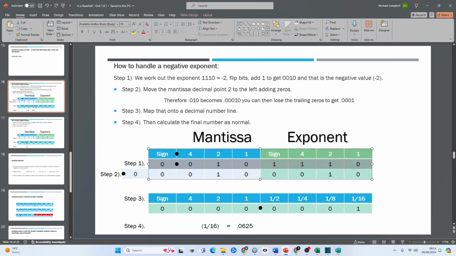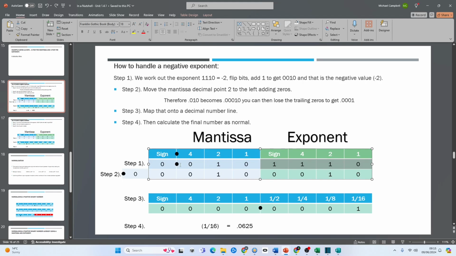Basically, you need to work out what the exponent is, as always. Now, obviously, you flip it and add 1, or you can just count this as -8 plus 4 plus 2. So if I flip that and add 1, I'm going to get -2. You can work it out, but I just know that's -8 plus 4 plus 2. Easiest way, really. But you could flip it and add 1 and work it out the normal binary way. But it's -2. So now the difference is, before we would move it 2 to the right, but now we've got to move it 2 to the left.